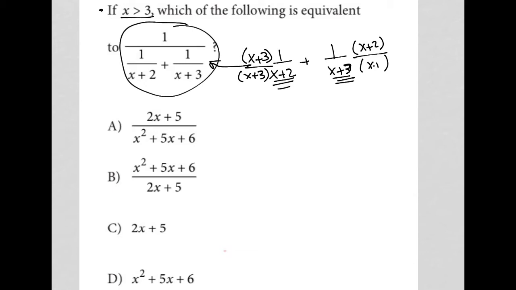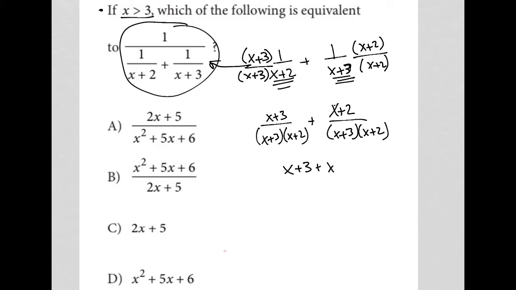And in doing so, I end up with x plus 3 over x plus 3 times x plus 2 plus, and then on the numerator here, I'd have x plus 2 over x plus 3 times x plus 2. And as you can see, now I have a common denominator. So to combine these two together, I end up with x plus 3 plus x plus 2, all in my numerator, and I just have the single denominator of x plus 3 times x plus 2.